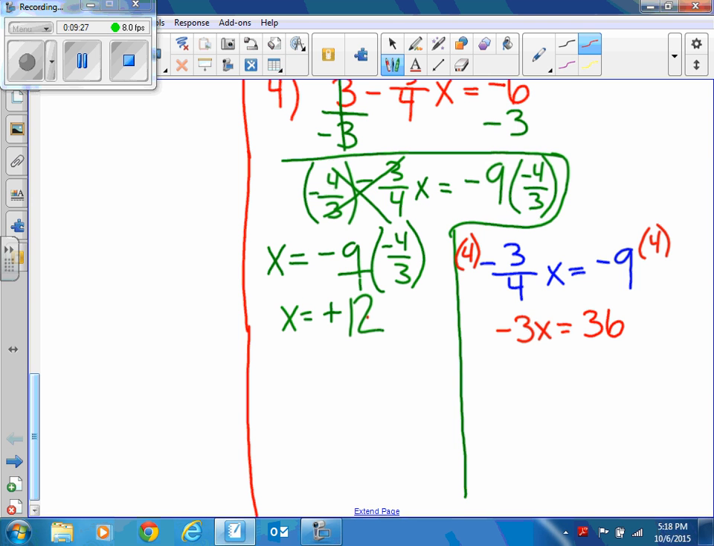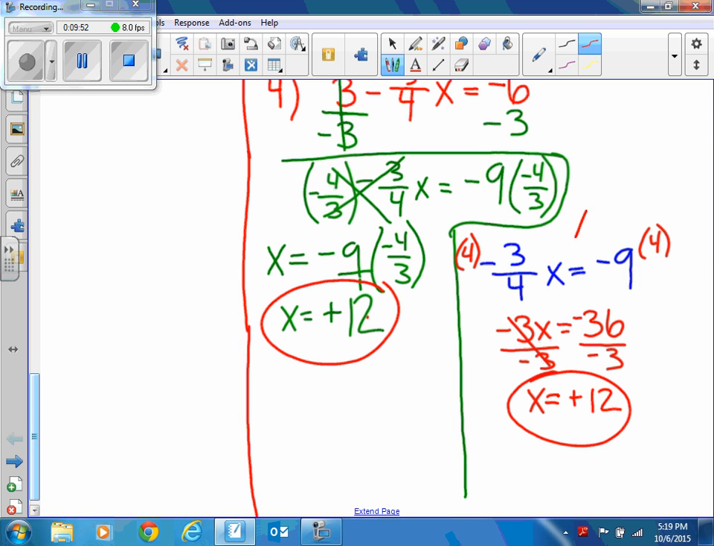Okay. And it's a negative 36. I'm sorry, we have a negative 9 times 4, and that is a negative 36. Now you're just left with a one-step equation. We have multiplication, so we're going to divide. Divide both sides by, I'm sorry, divide both sides by a negative 3. A negative times a negative is a positive. 36 divided by 3 is 12. So you arrive at the same answer.